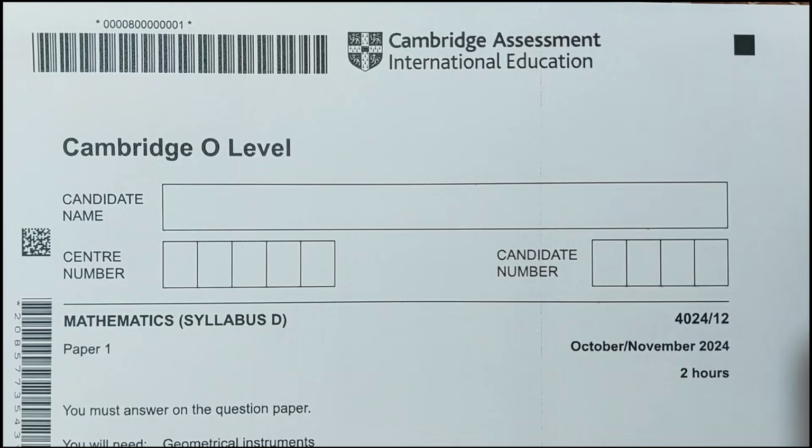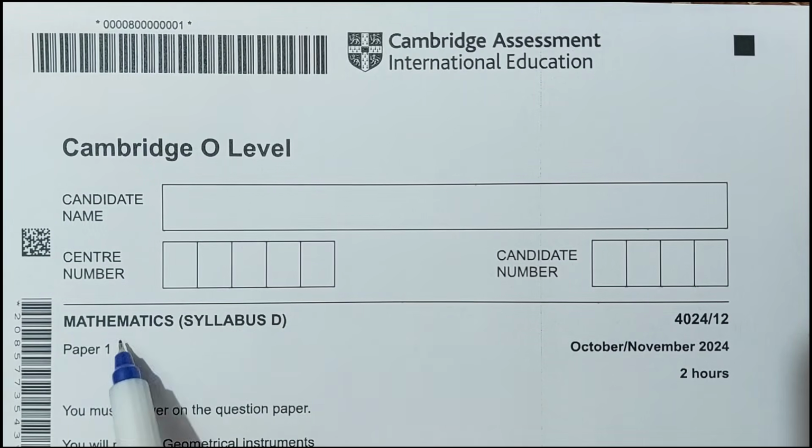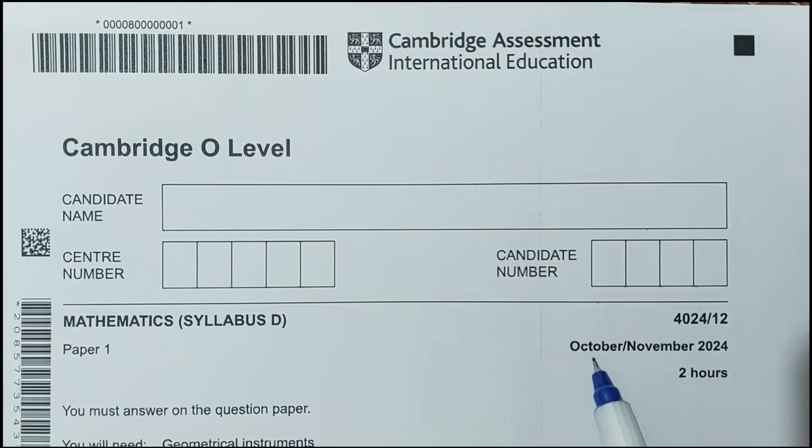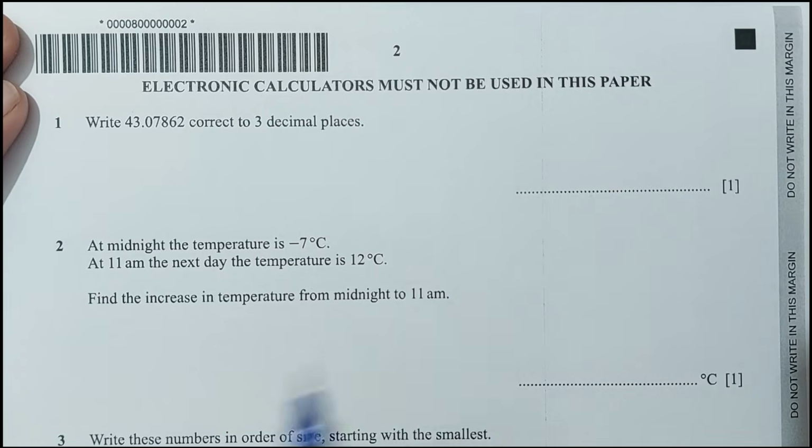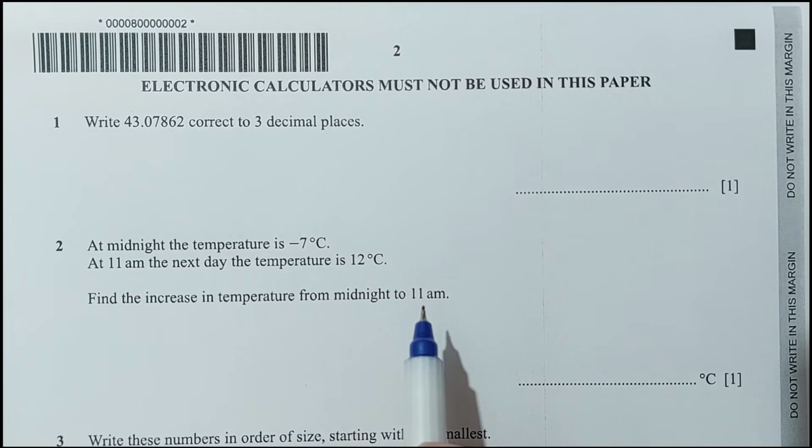Hi everyone, in this video I'm going to solve O-Level Mathematics paper 1, session October-November 2024, paper 12. So let's start with the first question. Again, paper 1 is a non-calculator paper. You're not supposed to use a calculator in this paper.